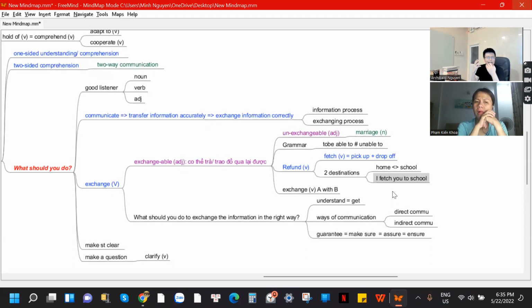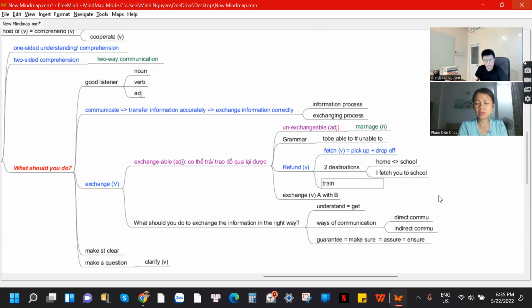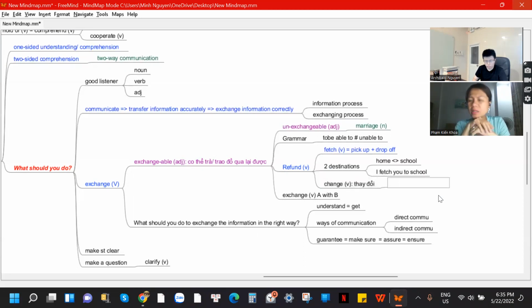So right here, exchange destination 1 with destination 2. Destination 1, home. Destination 2, school. So in this situation, we can use the word change, thay đổi, change this location to this another location. I am not familiar with exchangeable in this situation in transportation. Exchangeable is, I mean, the word is not popular for this case.